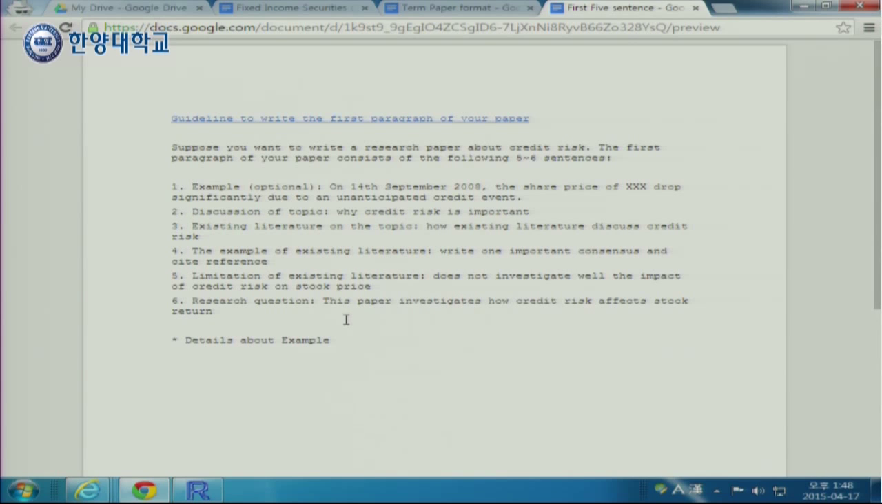Done. So this is your first paragraph. The first paragraph is 6 sentences, or 5 sentences. Any questions about the first paragraph of your term paper?